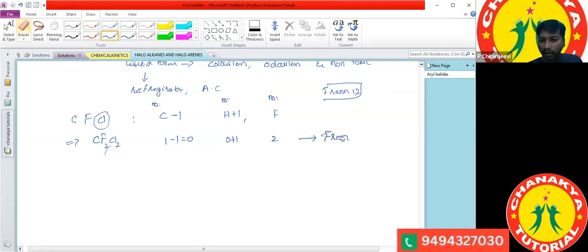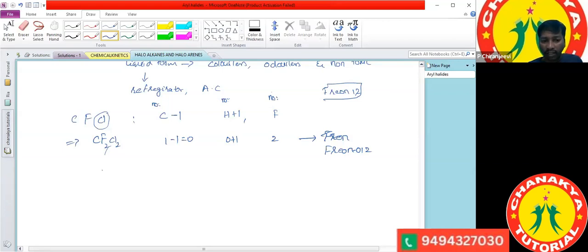So Freon: number of carbon atoms, how many? 0. Number of hydrogens, how many? 1. And number of fluorines, how many? 2. So it becomes Freon 12. Freon 12 is the name of this chlorofluorocarbon.